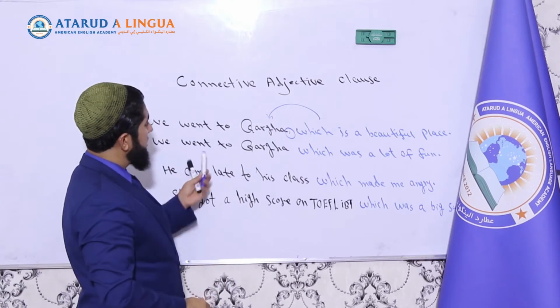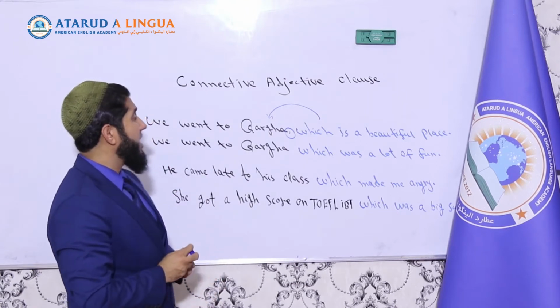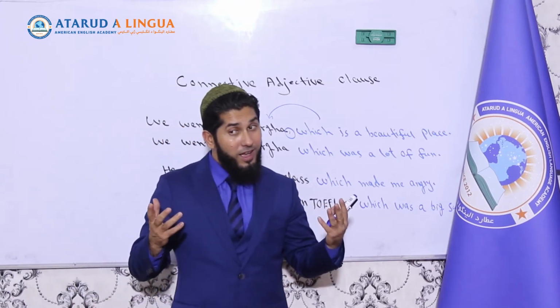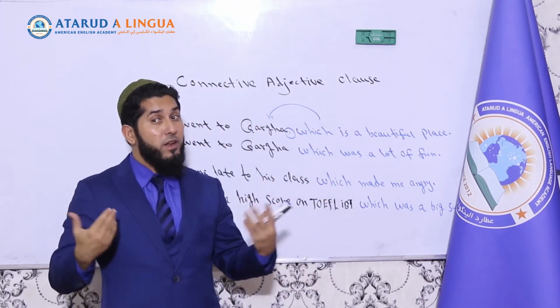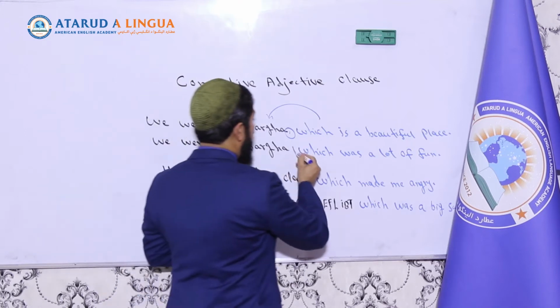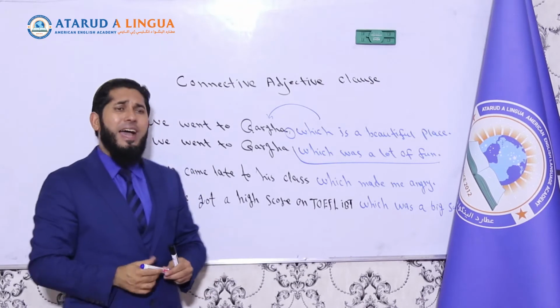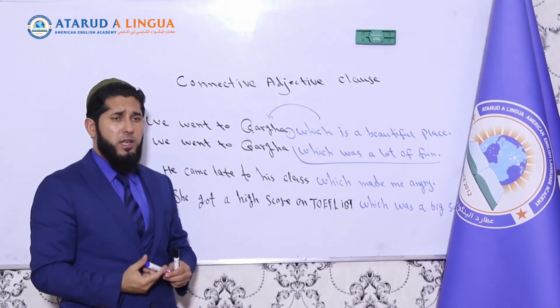Okay, look at the second example. We went to Karga, which was a lot of fun. What was a lot of fun? The action of going to Karga was a lot of fun. The idea of going to Karga was a lot of fun.